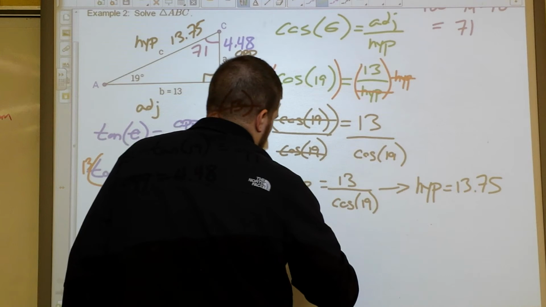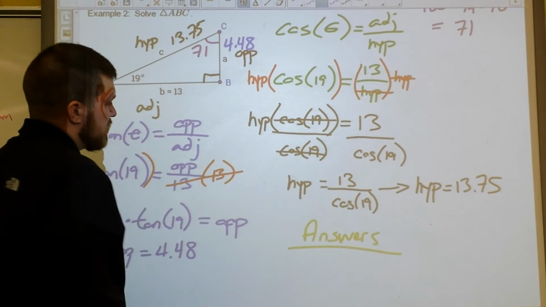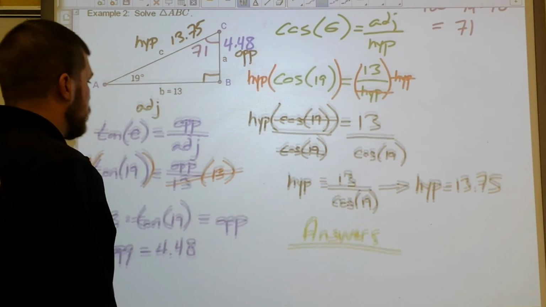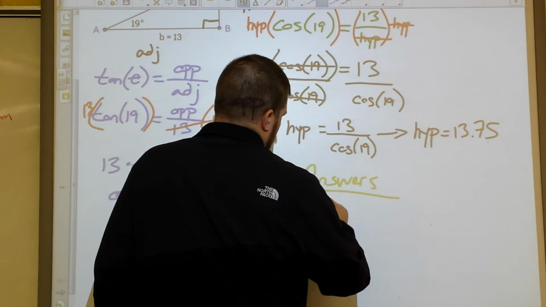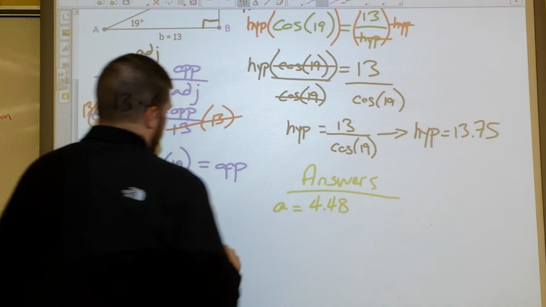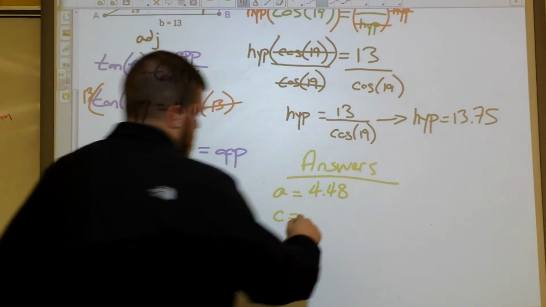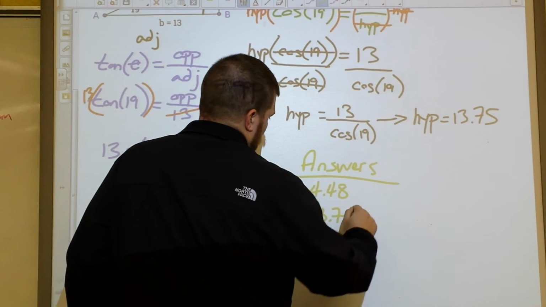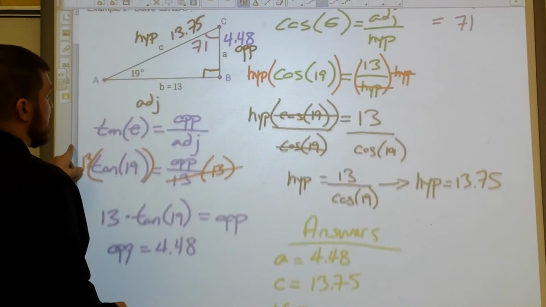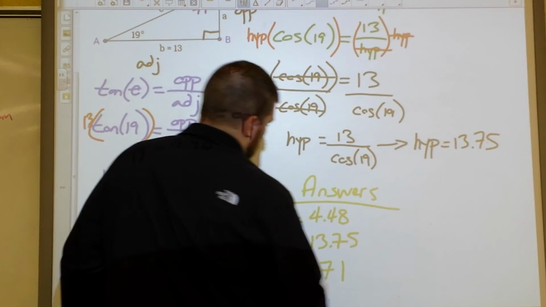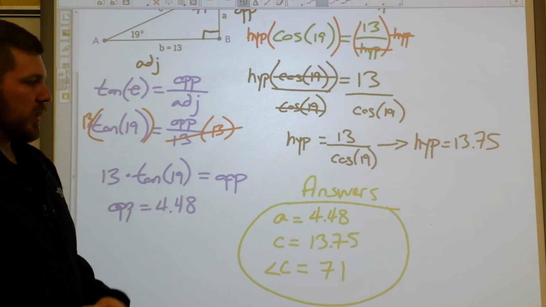So here's, I'm going to put my answers. Make sure it's easy to find. Again, you labeled your picture, but let's just do this part real quick. So I had to find side A. That was 4.48. I had to find side C. That was 13.75. And I had to find angle C, which we just saw was 71. So these are my answers. Okay? You always want to be as organized as possible.